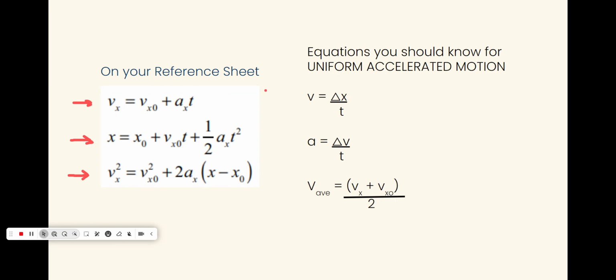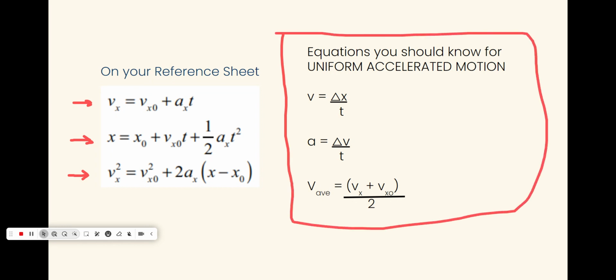Over here, the equations you should know for uniform accelerated motion. These are just things that should be memorized by you. Definition of velocity: velocity is the change in position over time. Definition of acceleration: acceleration is the change in velocity over time. Average velocity: because we are using uniform accelerated motion, meaning straight line velocity graphs, you can just take the final plus the initial and divide it by 2. And that will give you your average velocity.